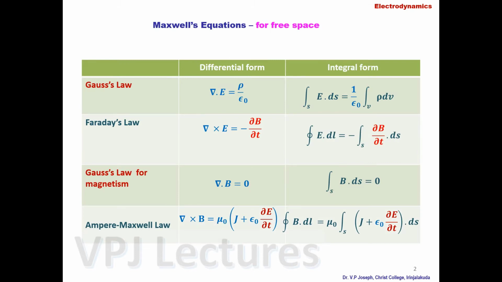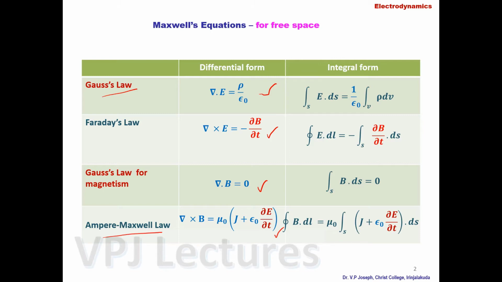Let us start with Maxwell's equations for free space. For free space, we have the four equations that we have already derived. From Gauss law, we have del dot E is equal to rho by epsilon 0. From Faraday's law, we have del cross E is equal to minus dou B by dou t. And Gauss law for magnetism, that is del dot B is equal to 0. And the Ampere-Maxwell relation, that is del cross B is equal to mu 0 J plus epsilon 0 dou E by dou t. In these equations, there are source terms in Gauss flux theorem or Gauss's law and the Ampere-Maxwell equation.